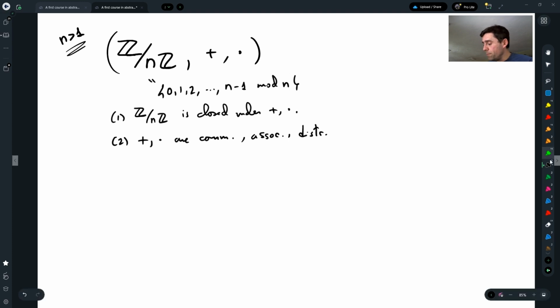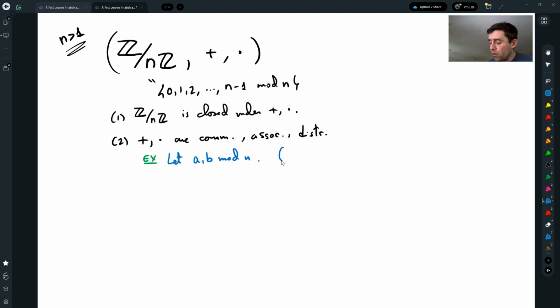Let me show you that is the case, that addition and multiplication are commutative. So let A and B be two classes modulo n, and what I want is I want A plus B to be congruent to B plus A modulo n. So let me show you what happens if I do, well, how much is B plus A minus A plus B?